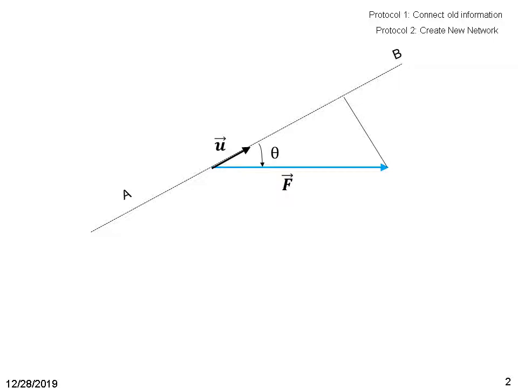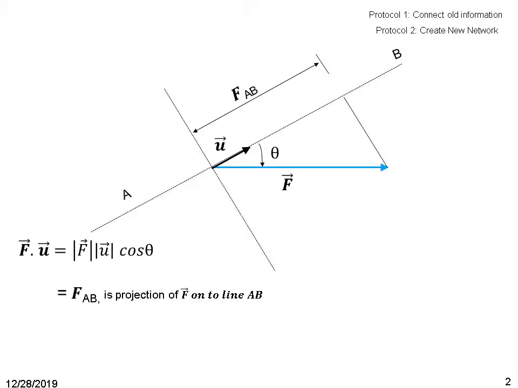Let U be the unit vector along the direction of the line AB and let FAB be the projection of force vector F onto the line AB. Taking the dot product of the force vector F and unit vector U, we get FAB, which is the projection. Note that the magnitude of the unit vector is unity and the magnitude of force vector times cos theta is FAB, which is the projected length.